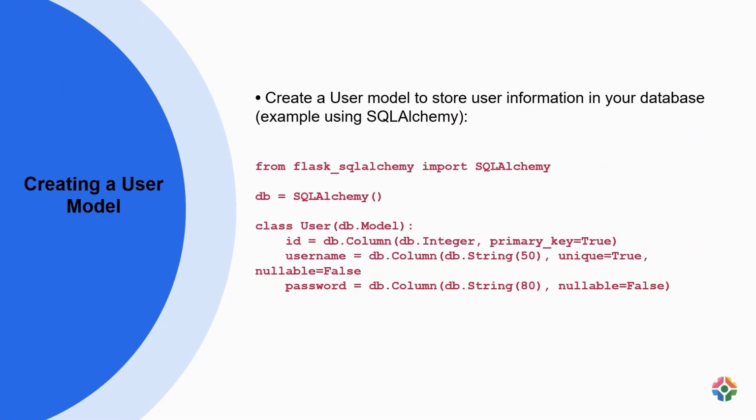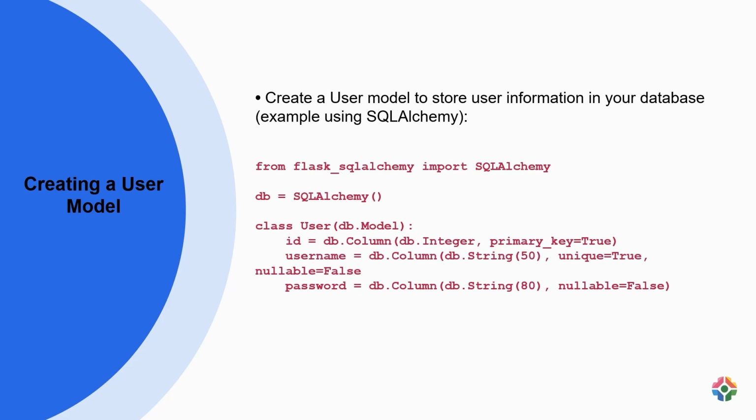To create a user model in your database using SQLAlchemy, define a class named User that inherits from db.Model. Within the User class, specify attributes such as id, username, and password using db.Column. Utilize db.Integer, db.String, primary_key=True and unique=True in the db.Column definitions for id and username. Ensure nullable=False for username and password attributes to enforce data integrity.